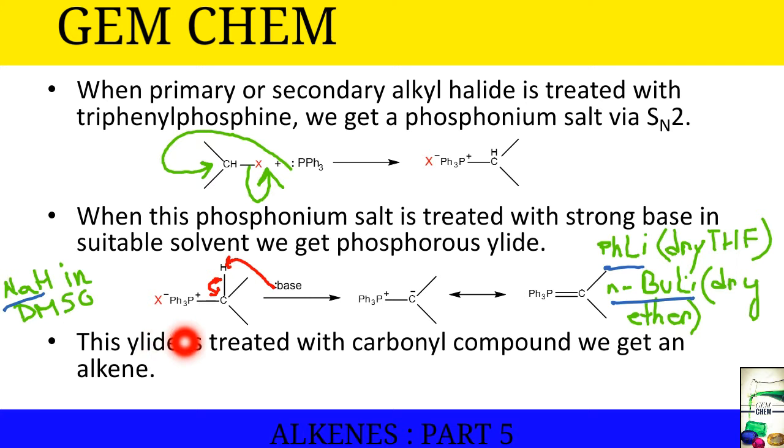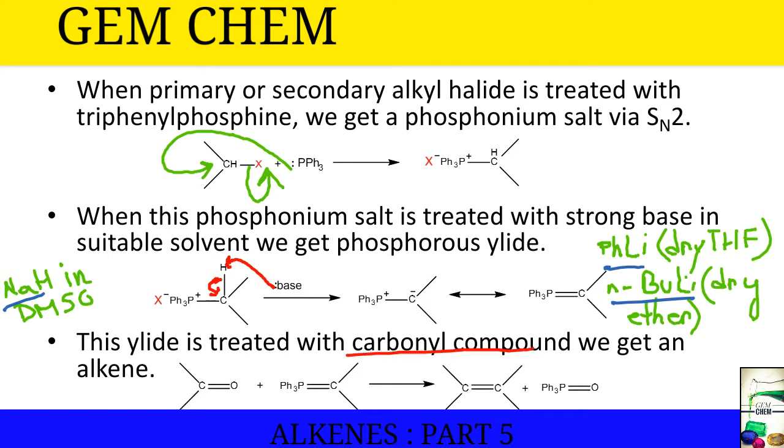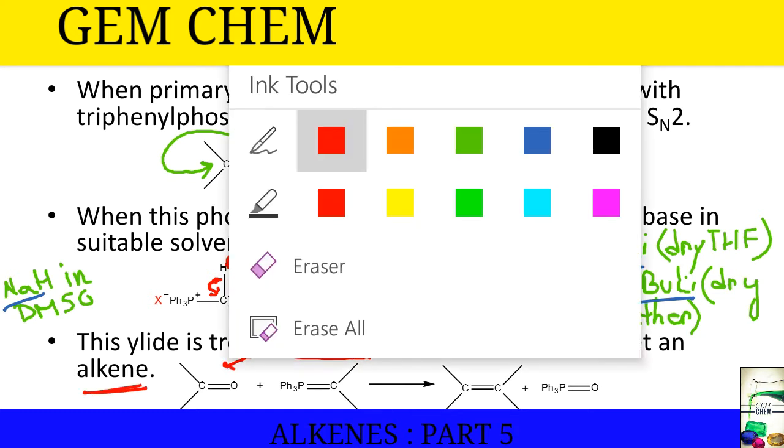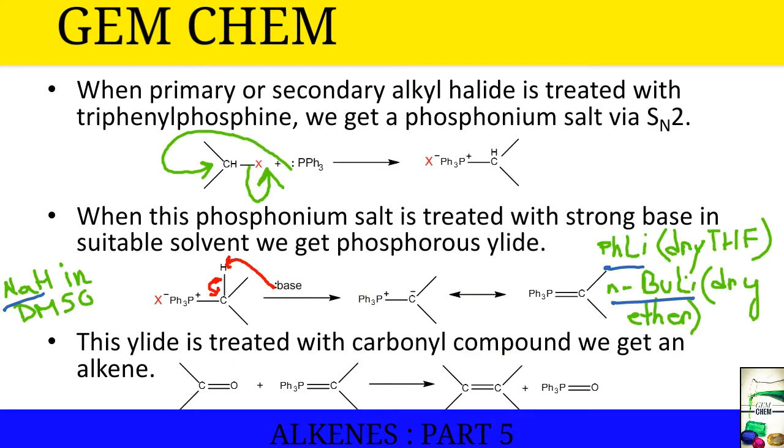Next, this is the Wittig reaction. This ylide is treated with a carbonyl compound and we get an alkene. See, this is the carbonyl compound and this is the alkene, which is the product. Now see what happens in the last step. We need to know the mechanism of the last step.